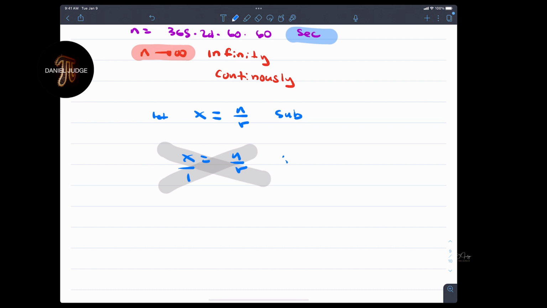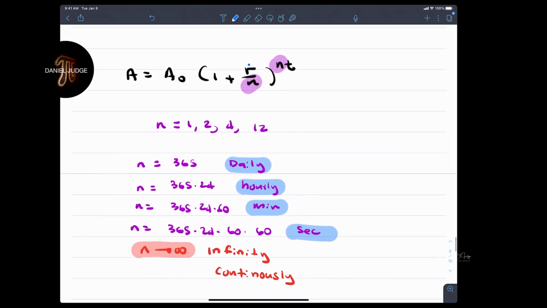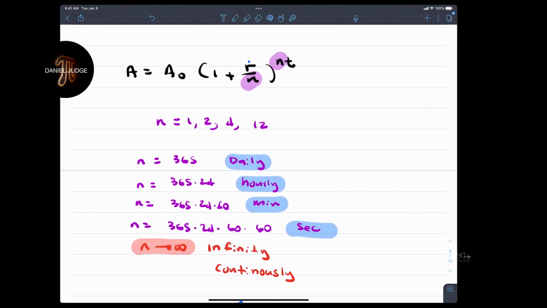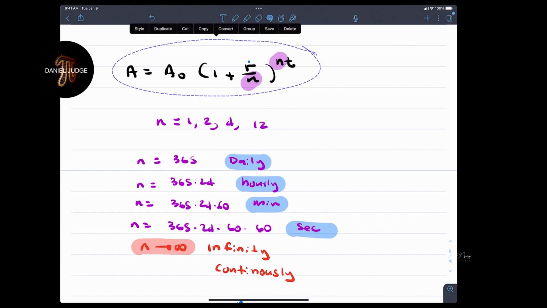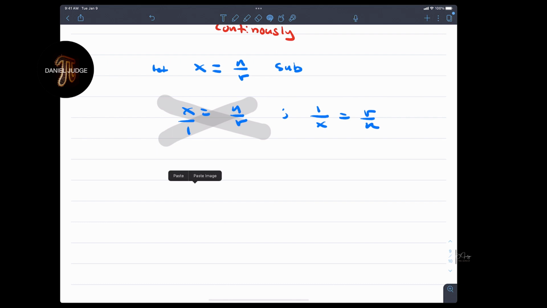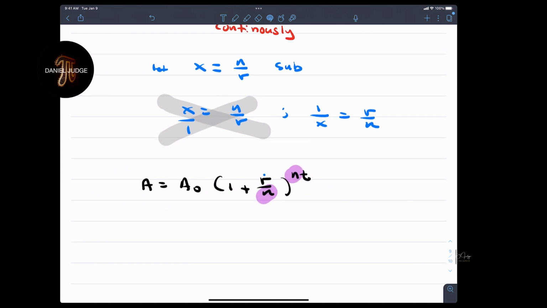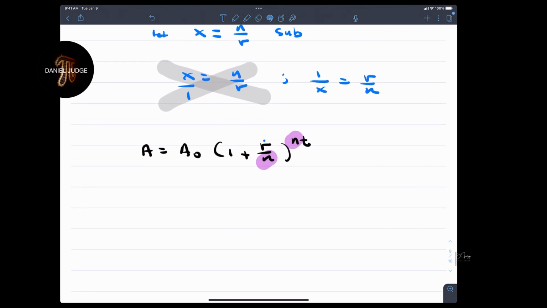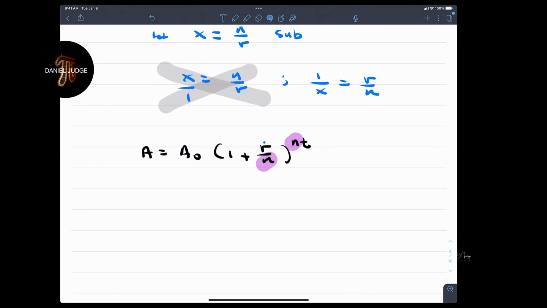Is you end up with this reciprocal, 1 over X is R over N. So I'm going to do a special substitution here that we're going to use to talk about how to see things go to infinity, the number of payments, or to get paid our interest continuously. Not every second, not every minute, not every microsecond, nanosecond, whatever, continuously.